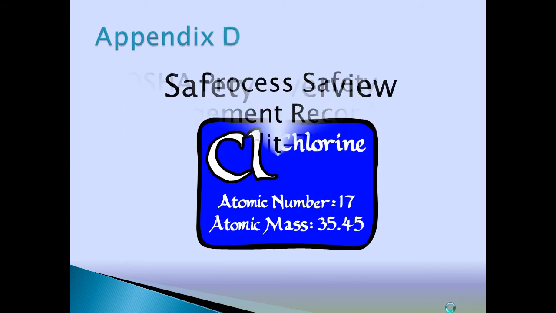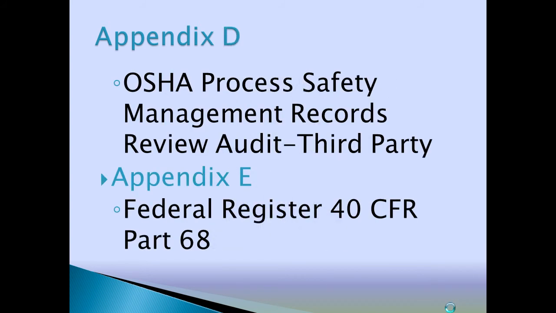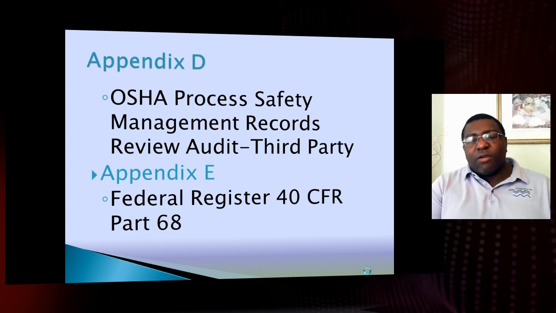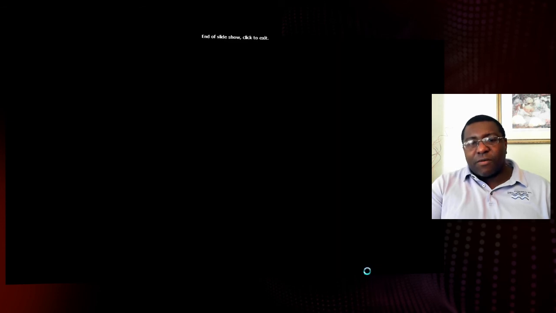Some of your other appendices: C is an overview of whatever your chemical is. D is an overview of your process safety management with your review of your audit from a third party if you use one. And then E, that's a good appendix to add because that shows you right there in your process safety management and your risk management plans where your law is coming from. It's your Federal Register, Title 40 is environmental, Code of Federal Regulations, Part 68. So that's where it's coming from.